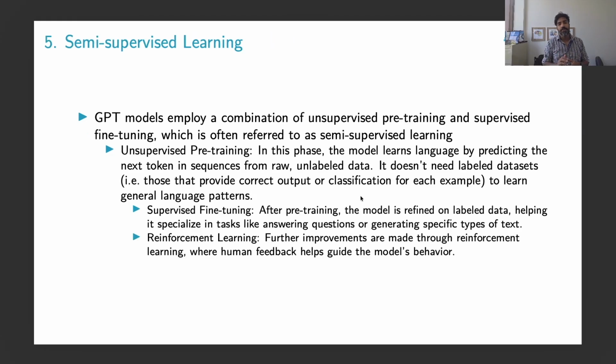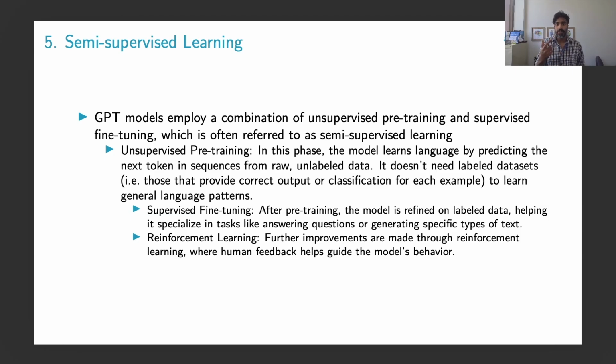So the semi-supervised learning part of it all: GPT models employ a combination of unsupervised pre-training and supervised fine-tuning, which is referred to as semi-supervised learning. In unsupervised pre-training, the model learns language by predicting the next token in sequences from raw, unlabeled data. It doesn't need labeled data sets, which are those that provide the correct output or classification for each example, to learn general language patterns. In supervised fine-tuning, after pre-training, the model is refined on labeled data, helping it specialize in tasks like answering questions or generating specific types of text.